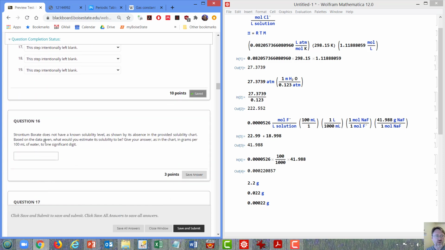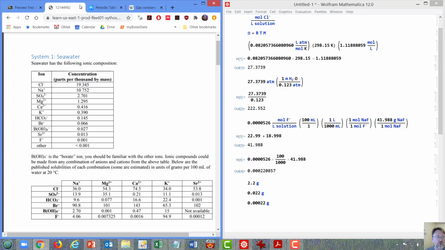Now, strontium borate does not have a known solubility level. Based on the data given, what would you estimate its solubility to be? Give your answer as in the chart in grams per 100 mils of water to one significant digit. Okay, so we need to go back to this. We're looking for strontium borate.